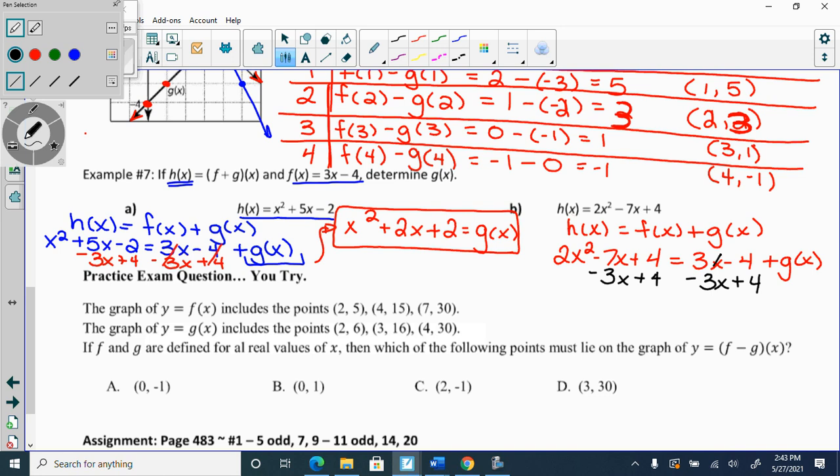Quotients functions, we do them on Monday. So we're done.